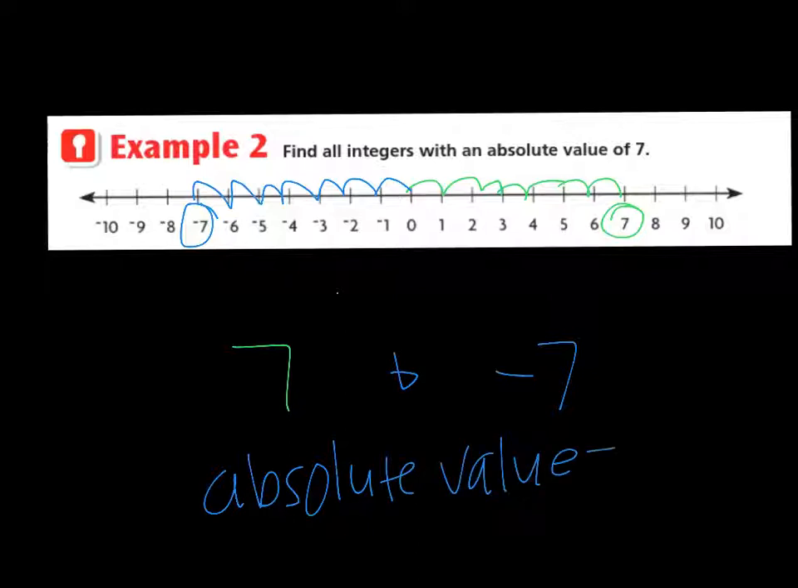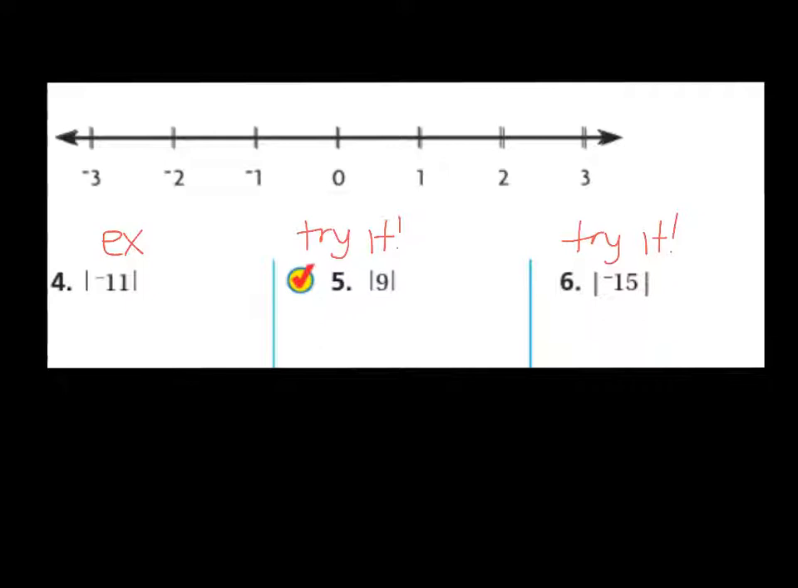Absolute value equals 7. So both of those have the same absolute value. Okay, let's go ahead and here's your example. I'm going to do an example and then you're going to do the try-its. So this number line is way too small for this example. So the absolute value of negative 11 is 11. Go ahead and try these two on your own. Okay, to check your work, the absolute value of 9 is 9, and the absolute value of negative 15 is positive 15.